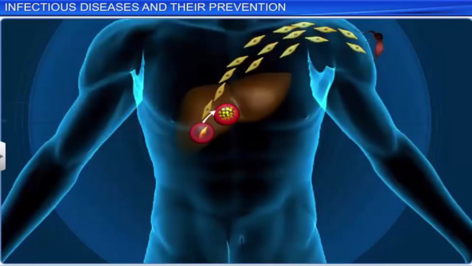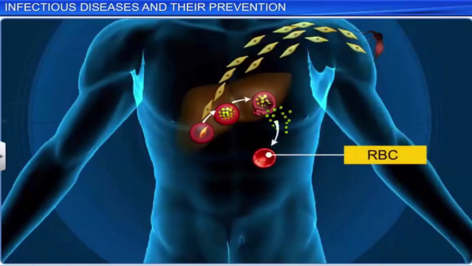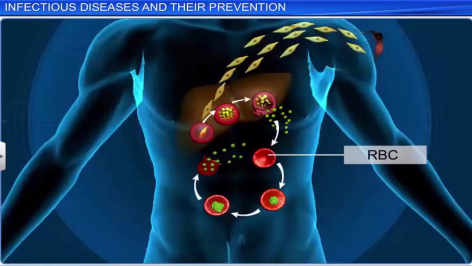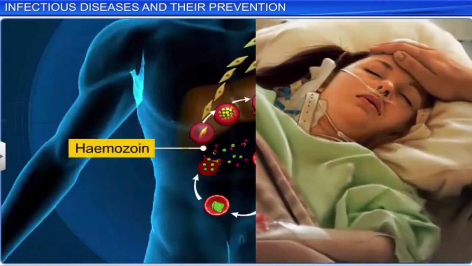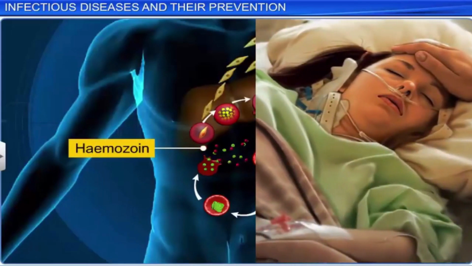The liver cells burst, and the merozoites are released into the blood. Then, they attack the red blood cells, or RBCs, by multiplying again via asexual reproduction and leading to the rupture of RBCs. The rupture of RBCs releases a toxic substance called hemozoin, which causes chills and high fevers every 3 to 4 days.